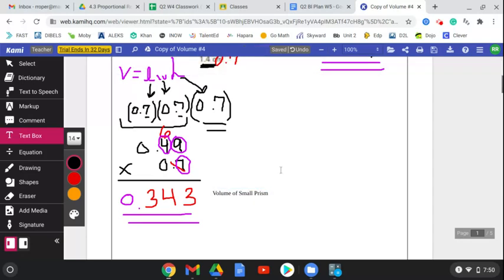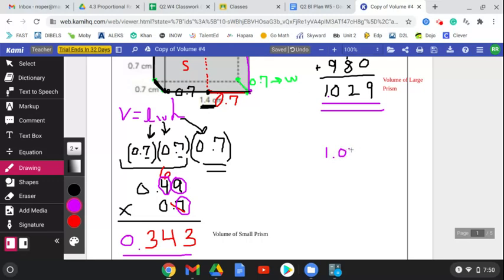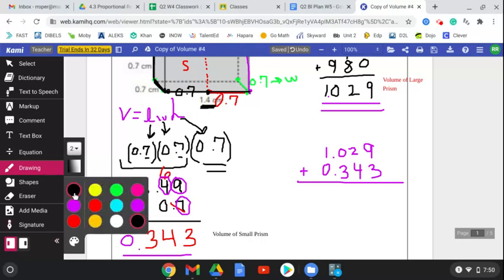Okay, so to get the volume of the total prism, I would simply add 1.029 because this is the volume of my large prism, right? 1.029, and then add 0.343. Notice here, since I'm adding decimals, that I am lining my decimals up because I'm adding decimals. Okay, so I put a plus sign. I am adding volume of large prism plus volume of small prism. Okay, now I'm just going to add as normal.